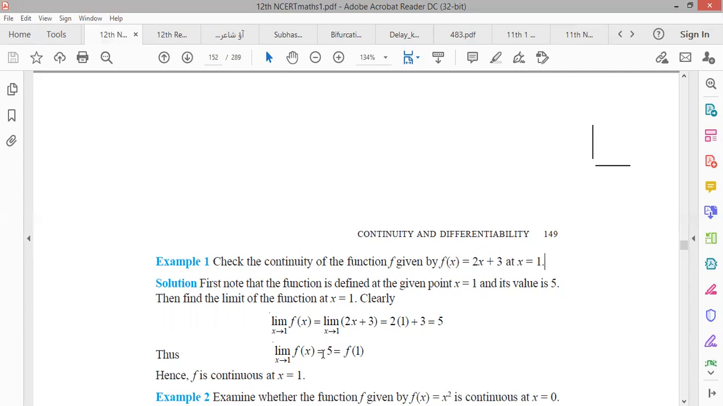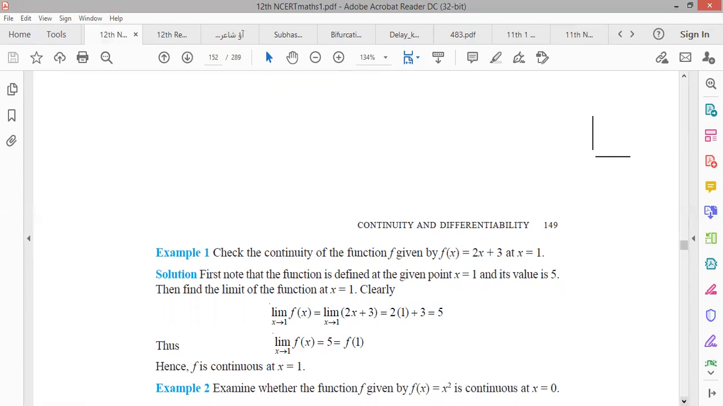Now we will check the value of the function at x equal to 1. The value of the function at x equal to 1 means we have to replace x by 1. So it's 2 into 1 plus 3, that's 5. The value is 5, and the limiting value is also equal to 5. So both values agree, and we say the function is continuous at x equal to 1. Similarly, we have example number two.